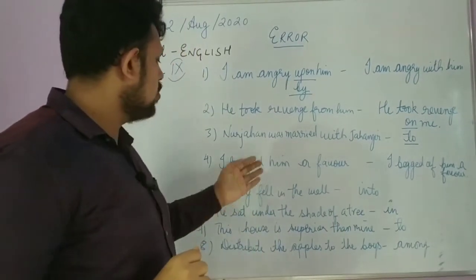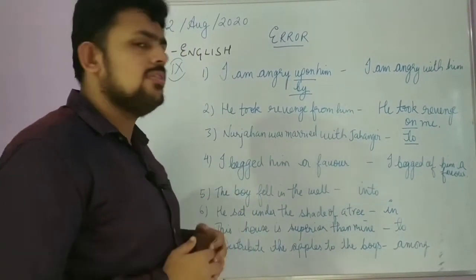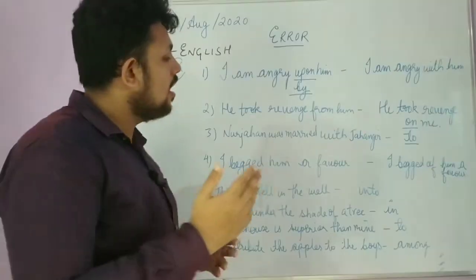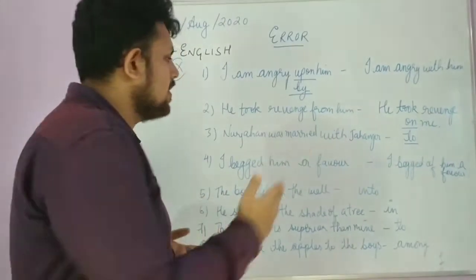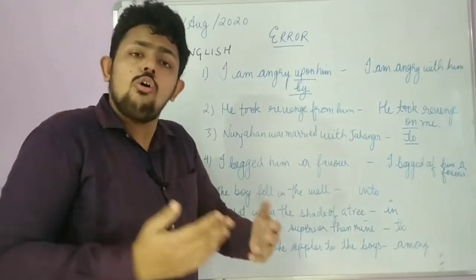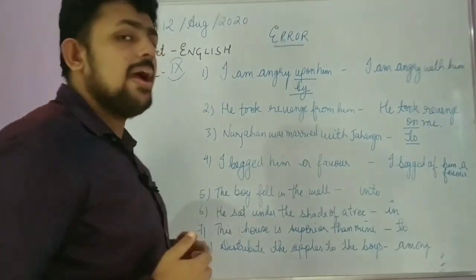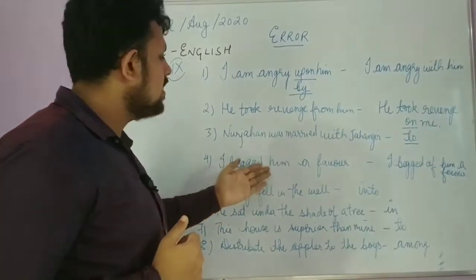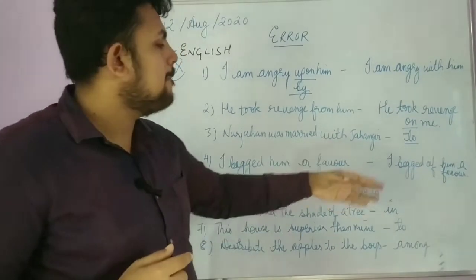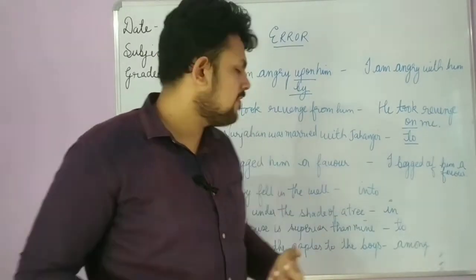Fourth, I begged him a favor. I begged a favor from him. This can also be correct, but here it is: I begged of him a favor. I begged of him a favor from him. I begged him a favor is wrong. The correct form is: I begged of him a favor.